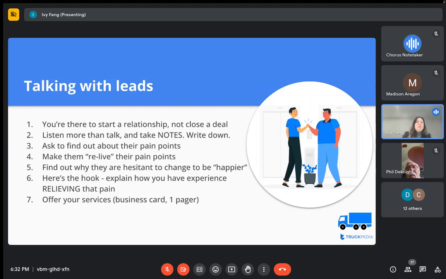And then you really want to make them relive their pain point, because the better you make them relive it, the better you understand what they're going through, and the better they're going to feel that issue they're having. When people relive an issue, they have more urgency to not want to have that issue anymore, right? And if you want someone to change and consider working with you, they're not going to change if they don't feel urgency.